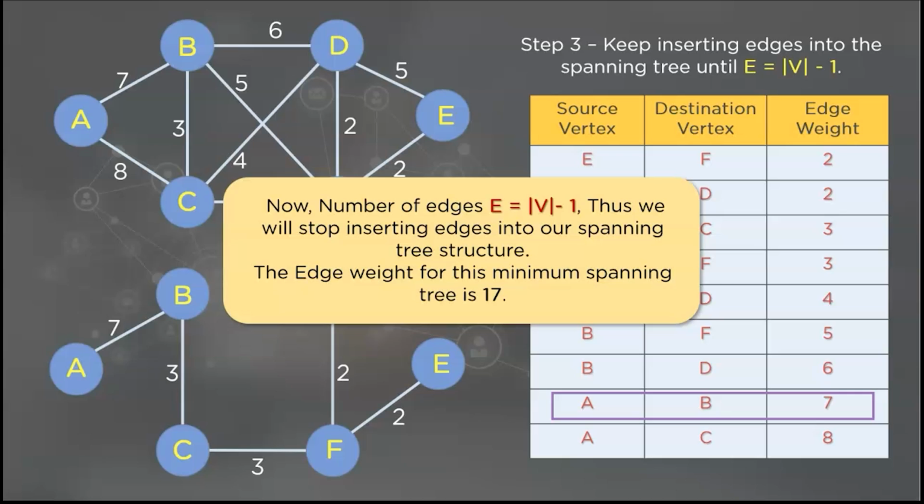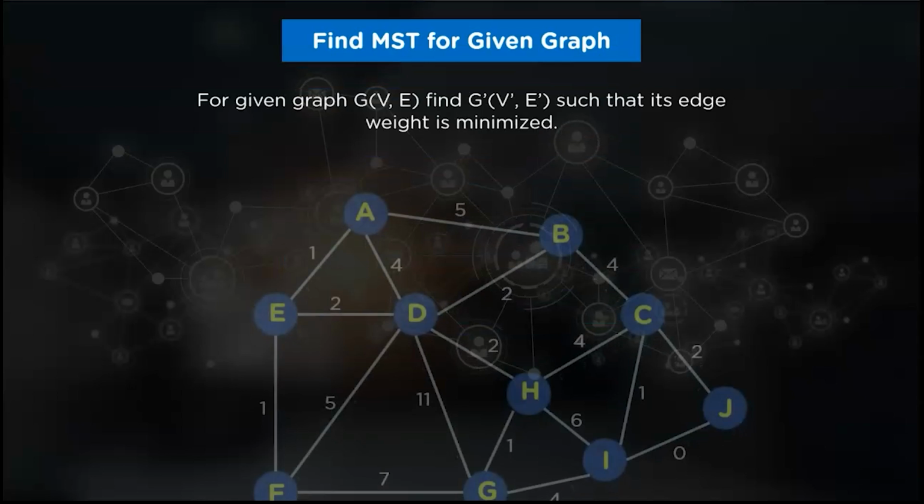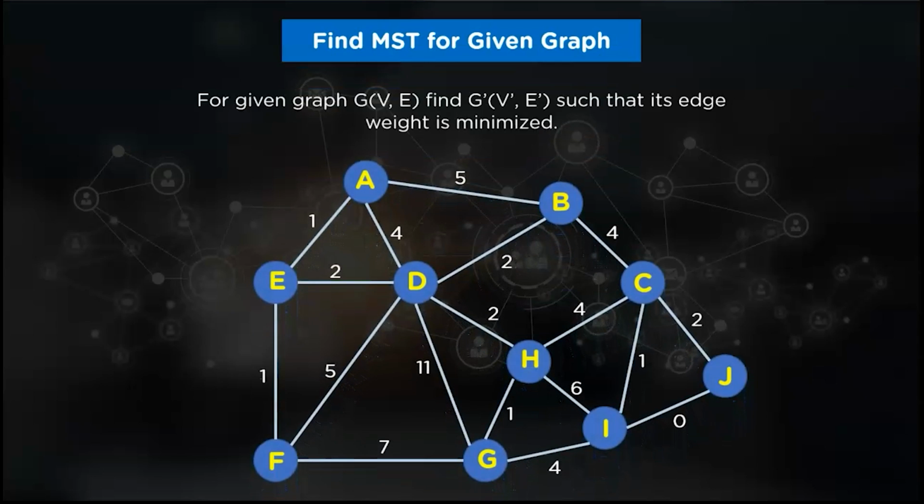I hope that you guys have understood the MST implementation process using Kruskal's algorithm. Because in the next slide, I have a problem for all of you to assess your understanding of Kruskal's algorithm. The graph shown on your screen contains 10 vertices and 18 edges. And for this graph, you are supposed to generate a minimum spanning tree such that it contains 10 vertices, 9 edges, and minimum construction cost.